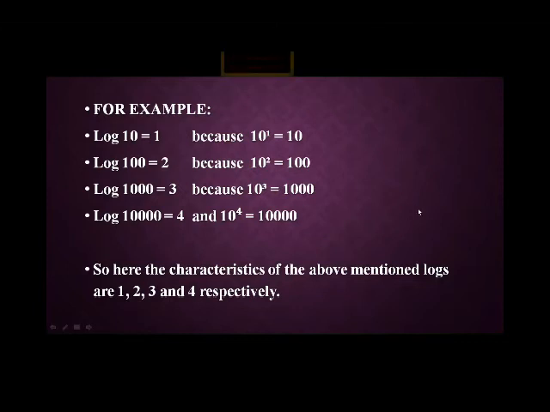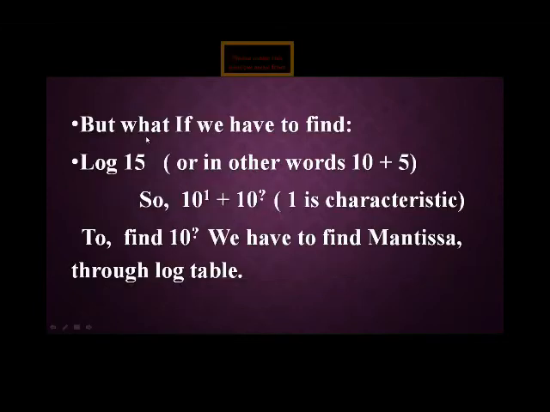Now, what do we have to find? Log 15. Here we are going to find log 15 by table. Log 15, or in other words we may write it as 10 plus 5. We may factorize 15 like 10 plus 5. So 10 to the power 1 plus 10 to the power question mark, meaning what will become here, that it becomes 5. What is the exponent of 10 that it becomes 5?